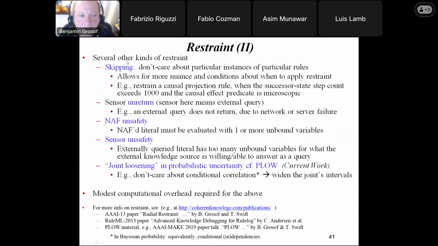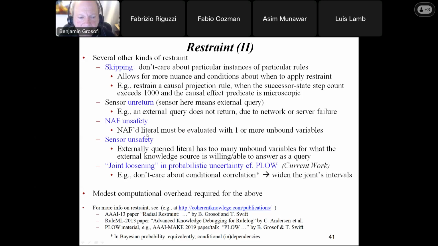There are several other kinds of restraint, skipping or don't care about particular instances of particular rules. For example, when reasoning causally, it might be that you do an external query and it doesn't return. You can treat that as having an undefined result.